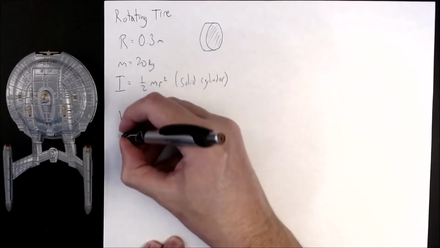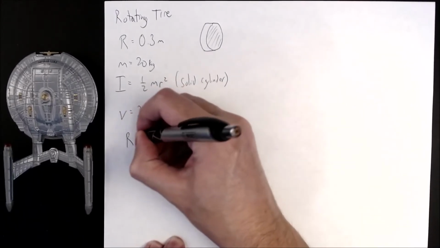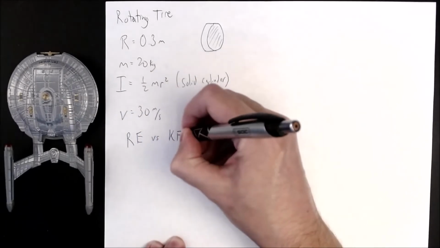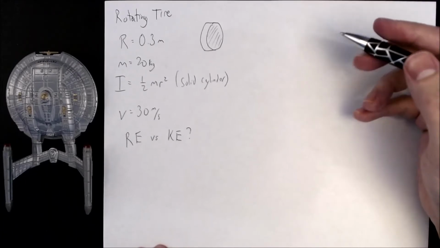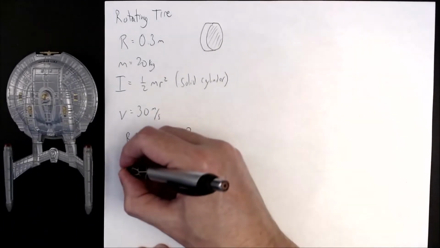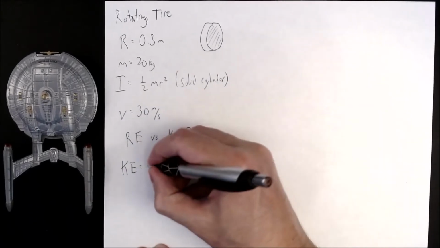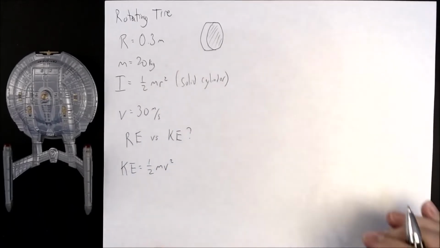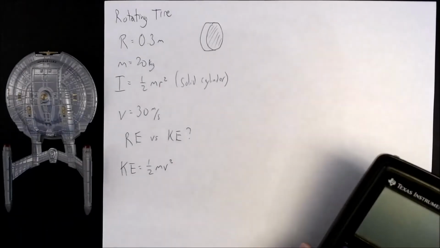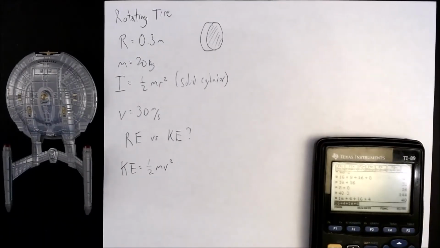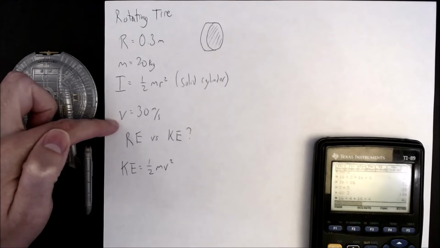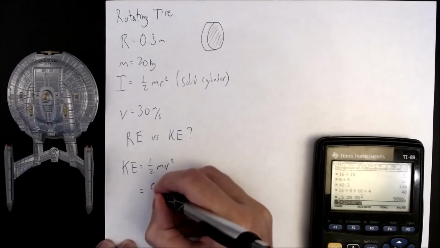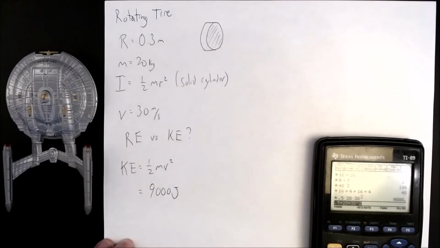So we're finding if the tire has more rotational kinetic or kinetic energy when it's going at 30 meters per second. And yeah, we need to figure out rotational energy versus kinetic energy. Which one is going to be greater? Let's start with just calculating them. Kinetic energy, well, that's just 1/2 mv squared. So we can get our calculator involved. 1/2 times the mass, 20 kilograms, times the velocity, 30 meters per second, squared. That gets us 9,000 joules.